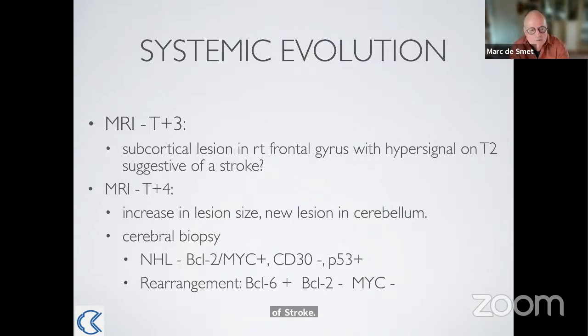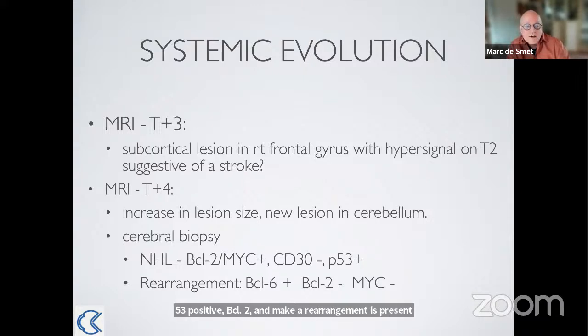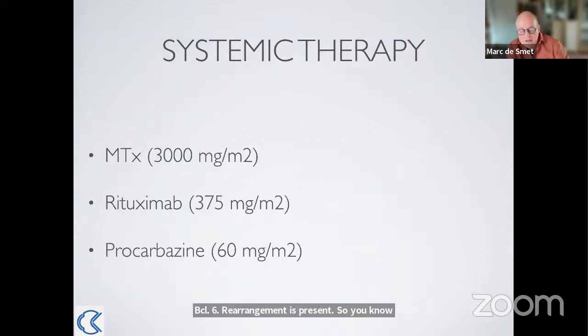He finally gets a biopsy, and it shows you that it is CD30 negative, P53 positive, BCL2 MYC rearrangement is present, BCL6 rearrangement is present. So, you know, this is a typical lesion. It also is again MyD88 positive.